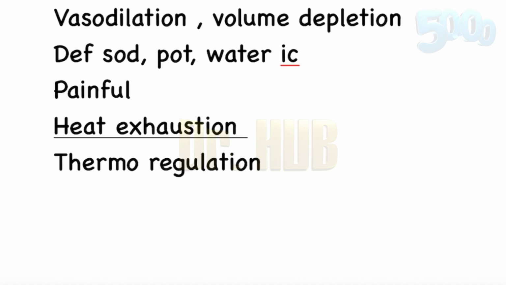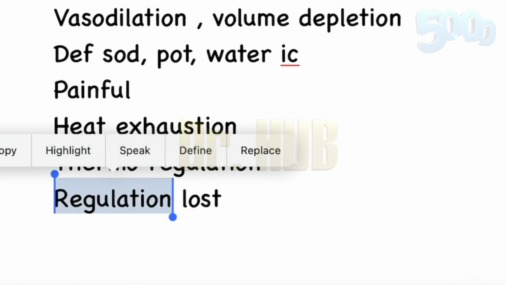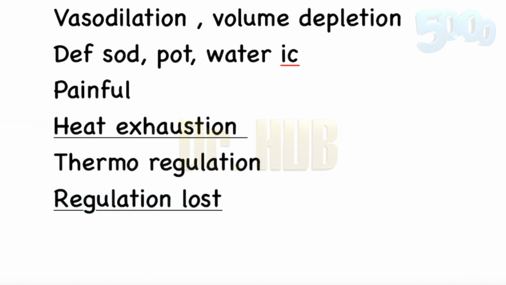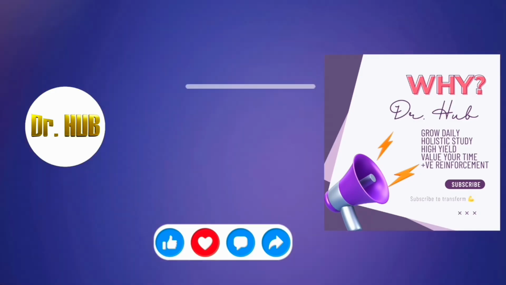Next is heat stroke. Heat stroke is when the thermoregulatory mechanisms are lost. So what is the condition where the regulation is lost? Regulation is lost in case of the heat stroke, and the temperature goes above 40.5 degrees Celsius.